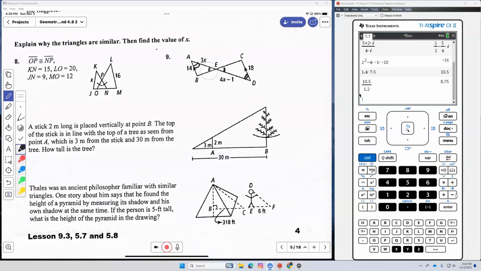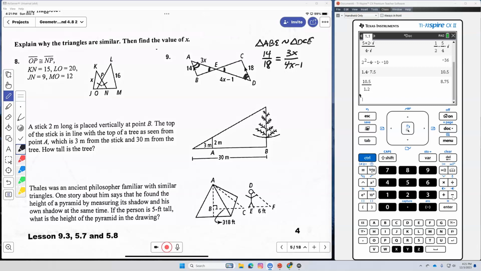So number nine, we have two triangles. We know that these are vertical angles, and we know that these are alternate interior angles. And I do know that these two triangles are similar. So triangle ABE is similar to triangle DCE. And I can set up the proportion. So we have 14 is to 18 as 3x is to 4x minus 1.